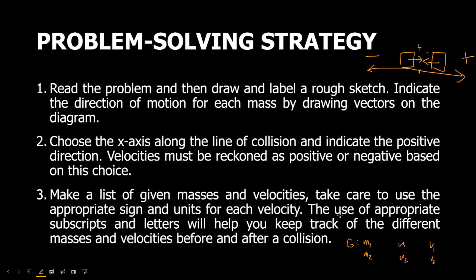The use of appropriate subscripts and letters will help you keep track of the different masses and velocities before and after the collision. So when we say m sub 1, u sub 1, v sub 1, this describes the first object, while m sub 2, u sub 2, and v sub 2 describe the second object.